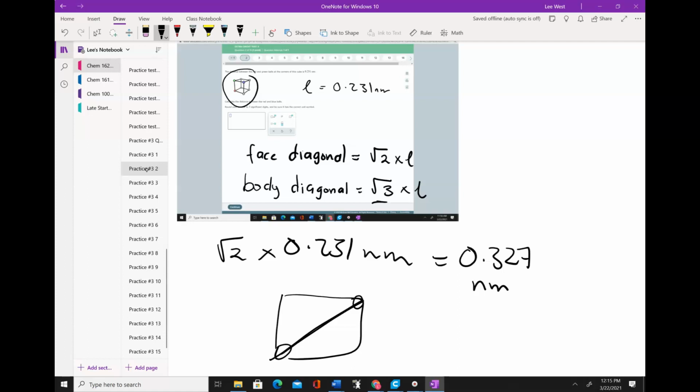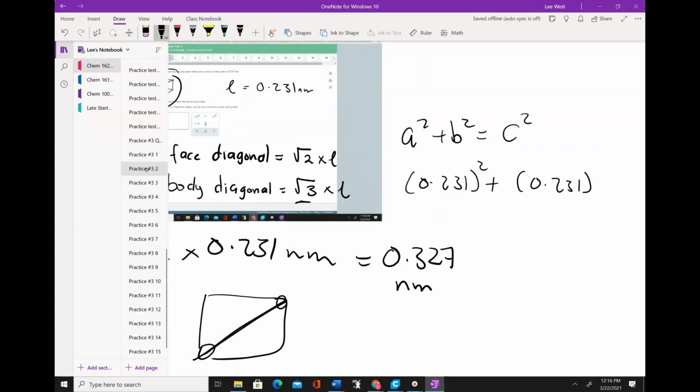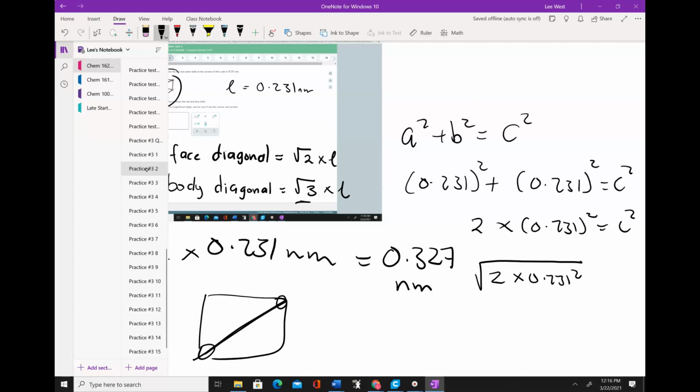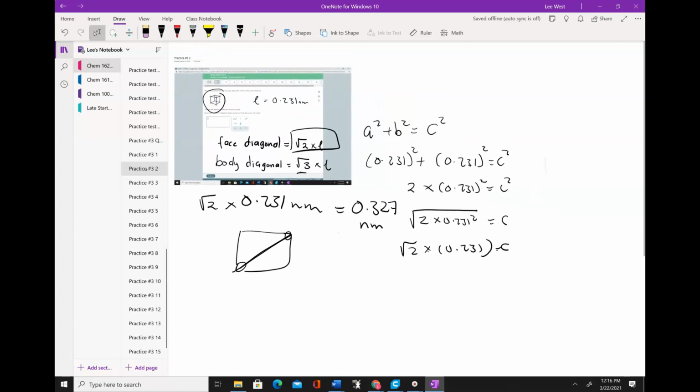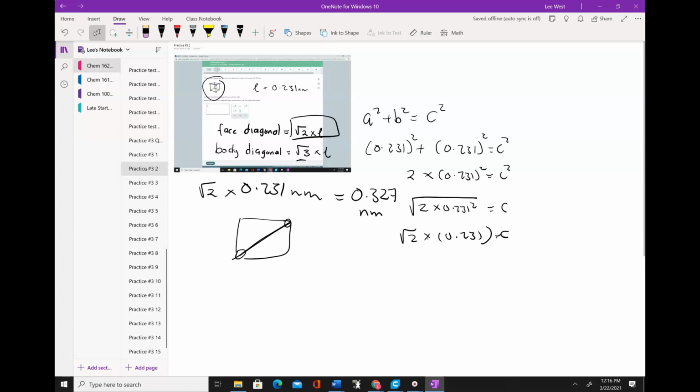So you don't have to work through from Pythagoras right from the beginning. That's a bit of a waste of time, but you can if you want. a squared plus b squared equals c squared, and a squared in this case is going to be 0.231 squared. You can just see that's going to end up being 2 times 0.231 squared equals c squared, and then taking the square root of both sides, c equals √2 times 0.231, or you can just memorize that and be done with it. However you want to do it, it doesn't make any difference. You're going to arrive at the same thing, but there's no need to memorize the formula if you don't want to, or to use Pythagoras if you don't want to.